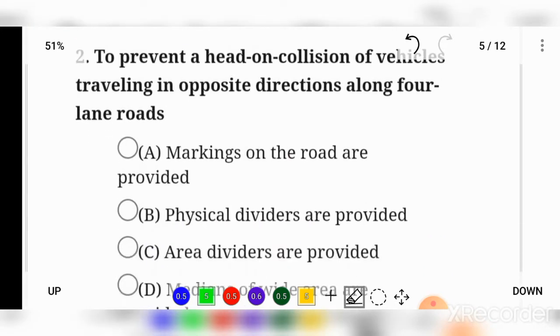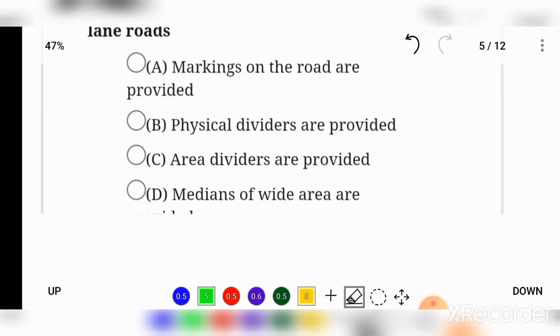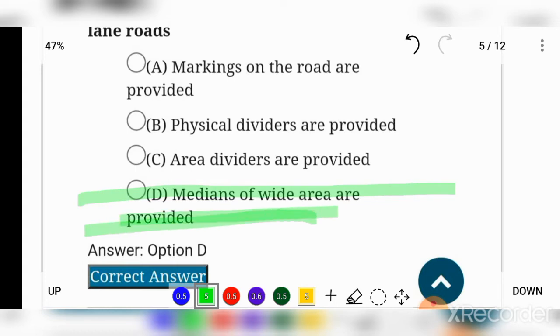Next question. To prevent a head-on collision of vehicles traveling in opposite directions along four-lane roads: marking on the roads are provided, physical dividers are provided, area dividers are provided, medians of wide area are provided. The correct answer is medians of wide area are provided, right?